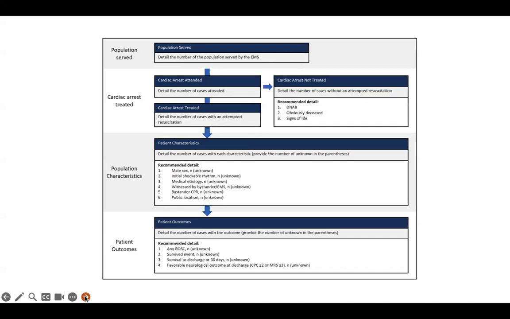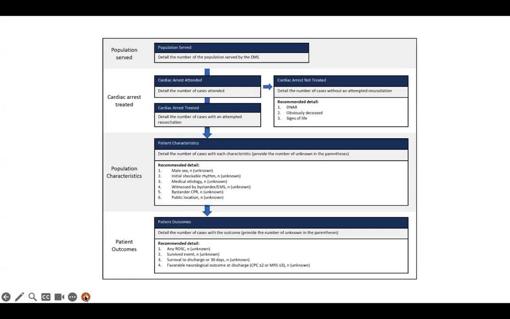As you're moving down the screen, you're looking at population characteristics. In terms of the recommended detail, we want you to detail things such as sex, initial shockable rhythm, medical etiology, witnessed by bystander or EMS, bystander CPR, and public location. Importantly, if you've got missing or unknown detail with each of those variables, we want you to report that in the brackets next to each of those bits of detail.